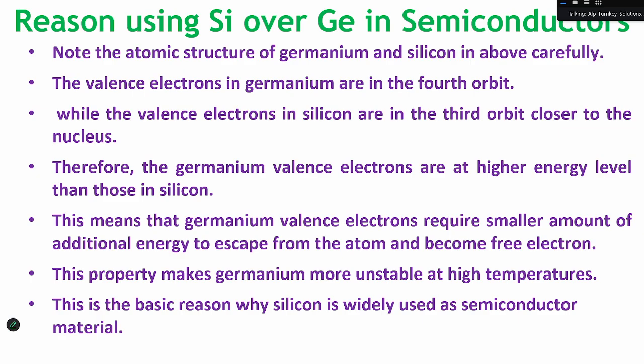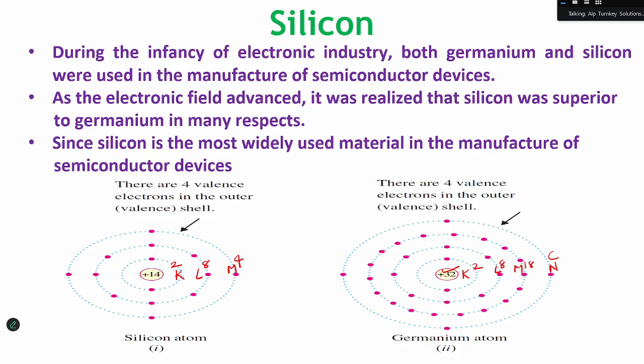As we already saw, as electrons move away from the nucleus, their energy increases. In germanium, the 4 electrons are in the N shell, so they are loosely bound. In silicon, the 4 electrons are in the M shell, so they are tightly bound. So germanium is unstable with temperature.